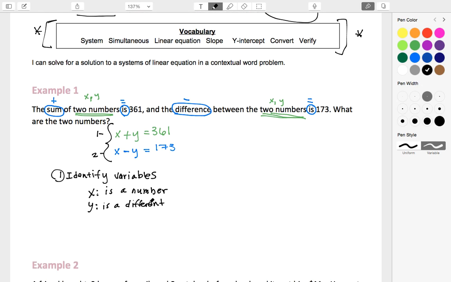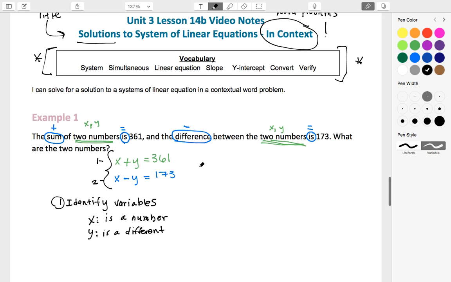All right, so then what we can actually do now is step 2. For step 2, we already have written our system of equations. So step 2 would have been to write a system of equations, which we did already. And so step 3, we'll just move on to that. We actually want to solve for it. So solve for the system.